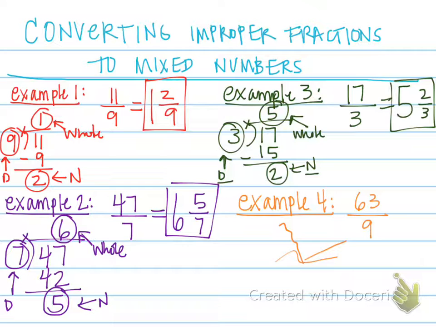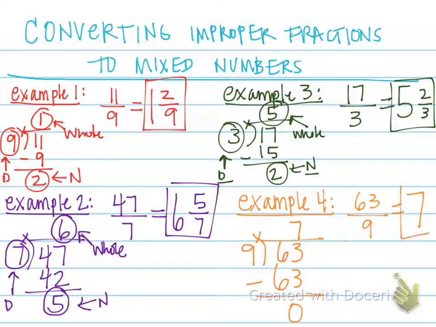Last and final example. We have 63 over 9, or 63 divided by 9. I know that 63 divided by 9 is 7. 7 times 9 is 63. And that means my whole number here is going to be 7, and there's no fraction left over. So again, these are some examples of how to find or convert your improper fractions into mixed numbers.